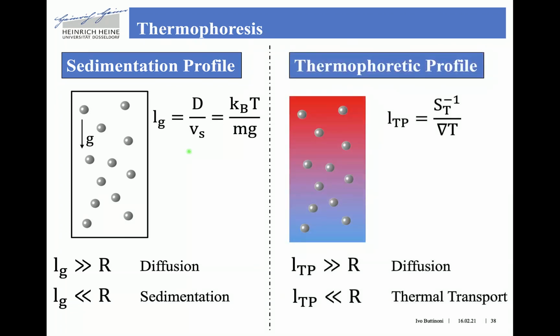And here the same can be done in the case of a thermophoretic drift, where one introduces a thermophoretic characteristic length scale, and says that if this length scale is much larger than the size of the particle, then the dynamics is governed by diffusion, whereas thermal transport towards the cold or the hot region is dominant if this length scale is much smaller than the size of the colloids.